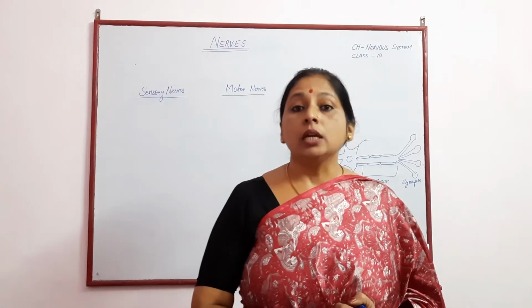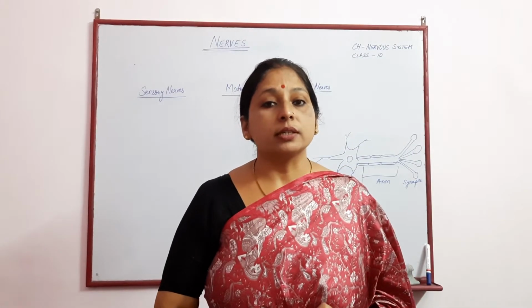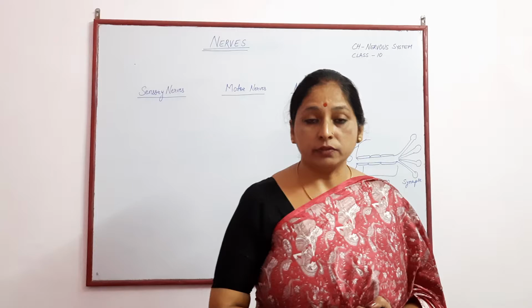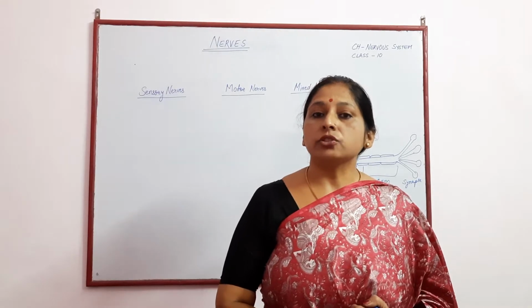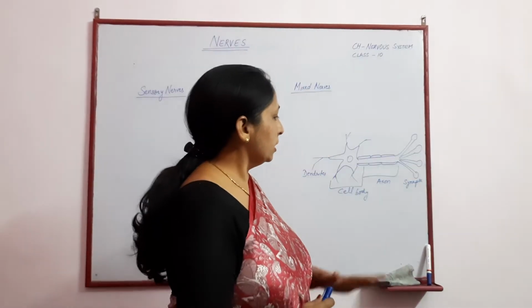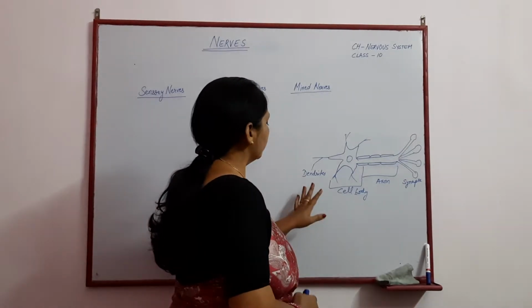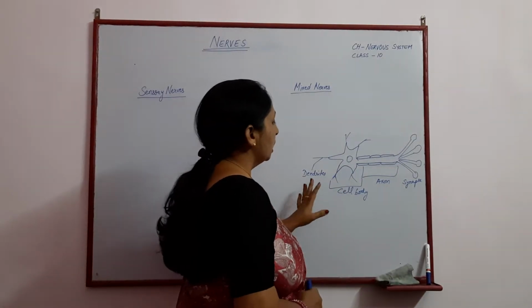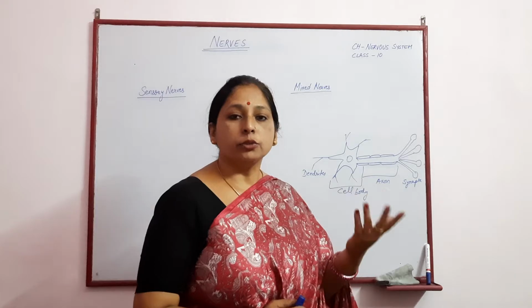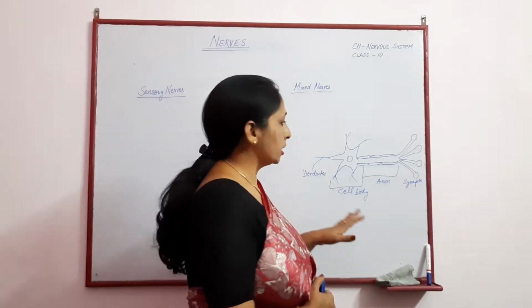We have already started the nervous system chapter, and in this chapter we have discussed the structure of the neuron, which is the structural and functional unit of the nervous system. It contains three major parts, and in this rough diagram, which I have drawn just to remind you, you can see the structure that we have studied earlier.